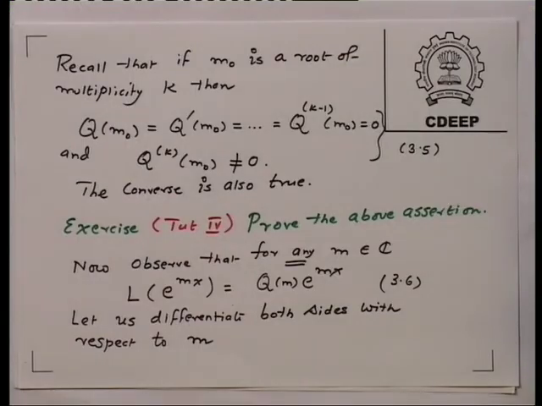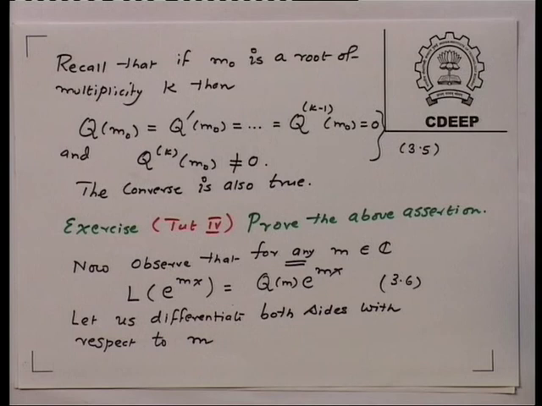Remember that if m naught is a root of multiplicity k, then not only is q(m) 0, its derivative must be 0 and the first k minus 1 derivatives of it must be 0. And since the root has multiplicity k, the kth derivative is not 0 at m naught. Is this point clear to everybody? It is an exercise for you to prove this assertion. If m naught is a root of multiplicity k, then q and the first k minus 1 derivatives vanish at m naught and the kth derivative does not vanish at m naught. This is the meaning of saying that m naught is a root of multiplicity k. Remember that in the complex variables course, which you will be taking next, which is a continuation course for this, again you will see these concepts coming up.